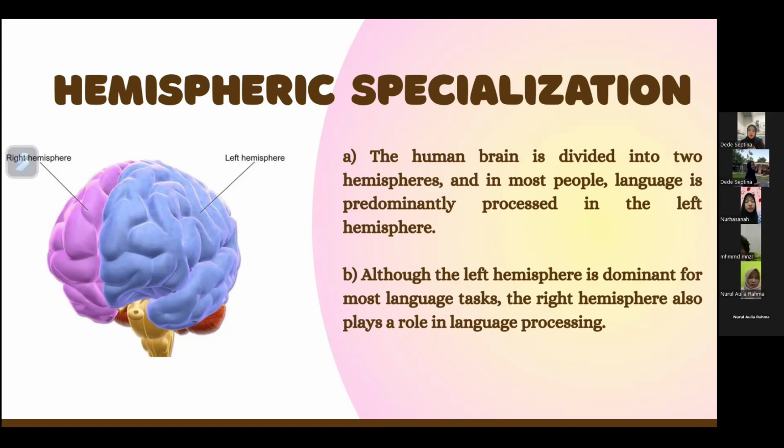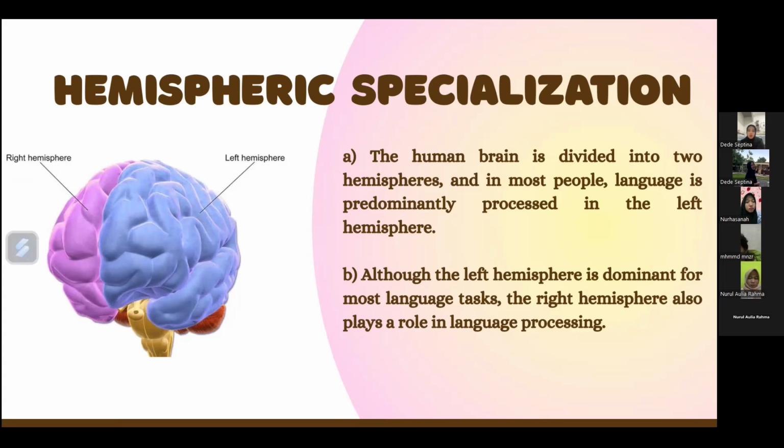And the second one is language in left-handed people. For left-handed people, language is not always in the left hemisphere. Some left-handed people still have left hemisphere dominance, but others have a more balanced language system between both hemispheres. So this shows that the brain is flexible and can adapt to different conditions.